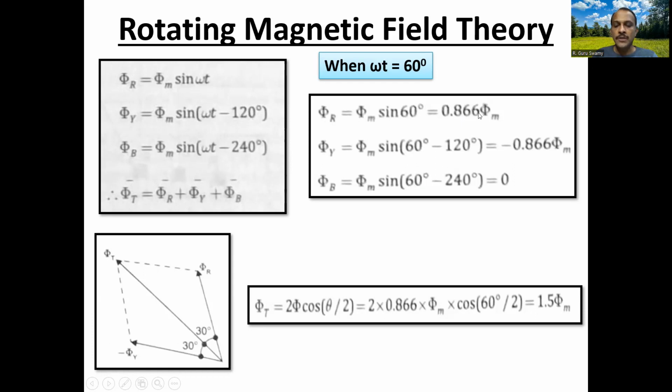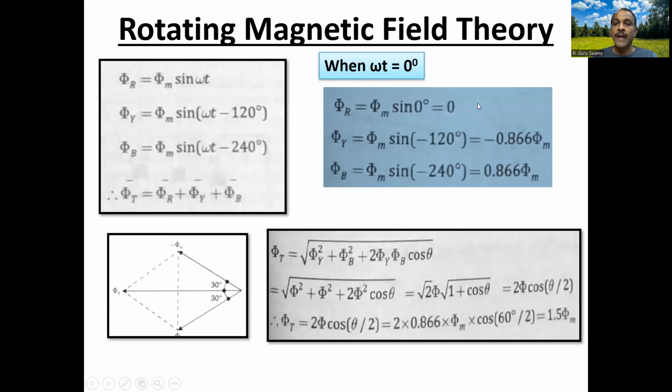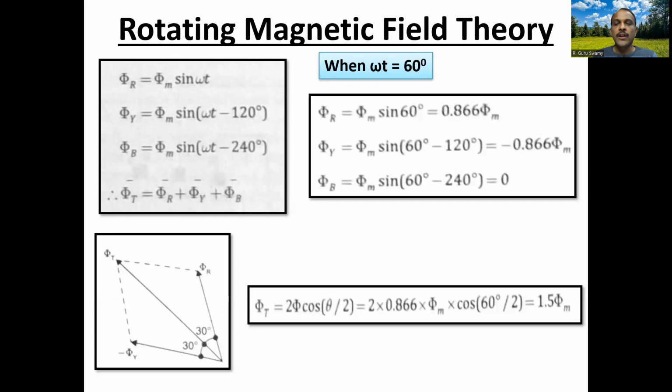Here also you can observe, and previously also you can observe, one value is 0, one value is 0.866 phi m, and the other value is minus 0.866 times phi m. So here also you can see one value is 0, the other is 0.866 times Im, and the other is minus 0.866 times Im. Again, you can see from the flat surface it has moved up.